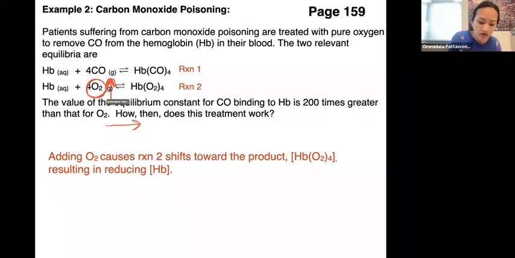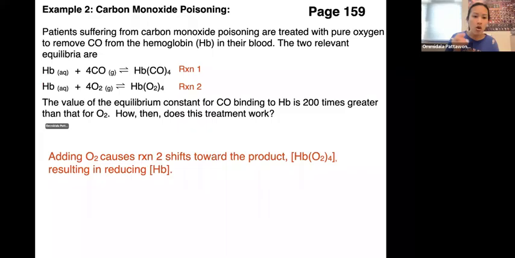What is going to react with oxygen? Well, it's going to be the free hemoglobin, right? So it's going to require free hemoglobin in order to react with excess oxygen, in order to produce more of the product, the hemoglobin oxygen complex. So in this case, by adding oxygen, the reaction is going to shift toward the hemoglobin oxygen complex, and that is going to cause the concentration of free hemoglobin to decrease.